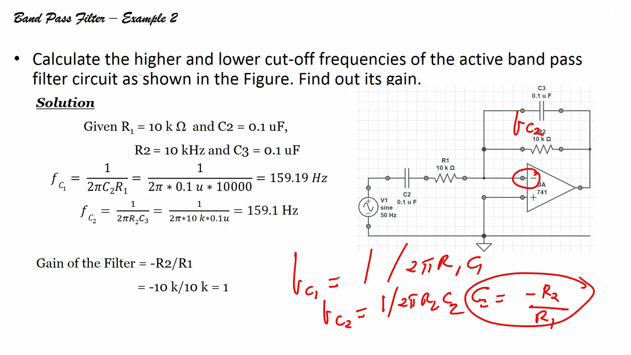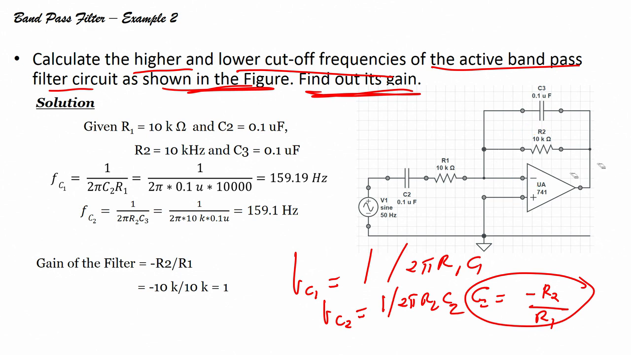Calculate the higher and lower cutoff frequency of the active band pass filter as shown in the figure, and find out its gain. Let us find its gain first. So, minus R2 by R1, minus 10 by 10, gain equals to 1, super easy. Now, let us see the cutoff frequencies.